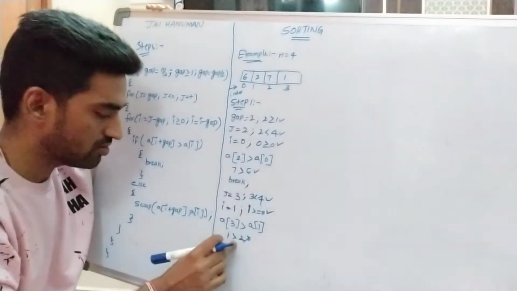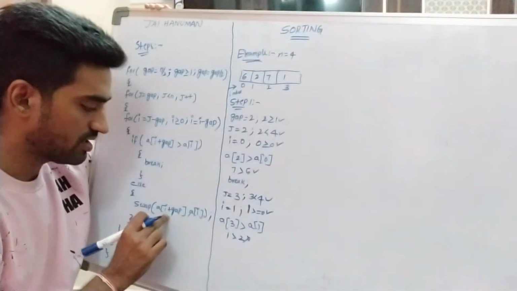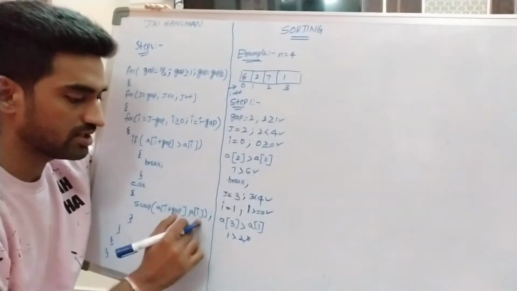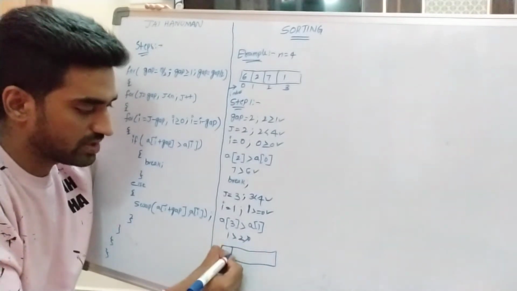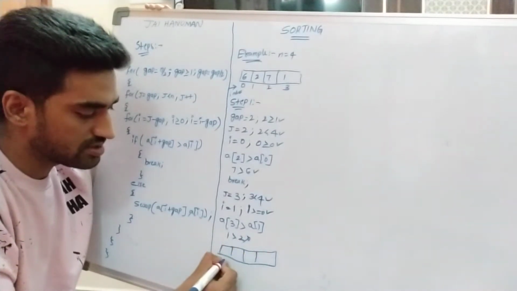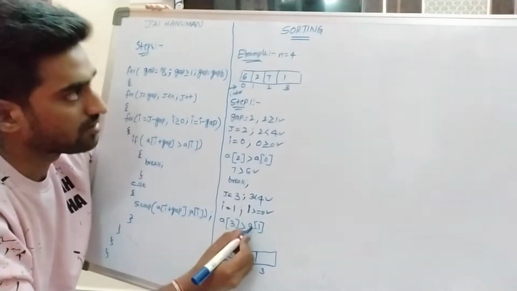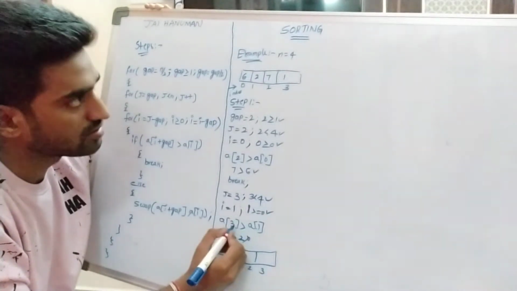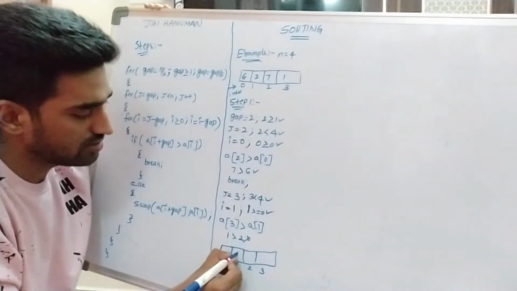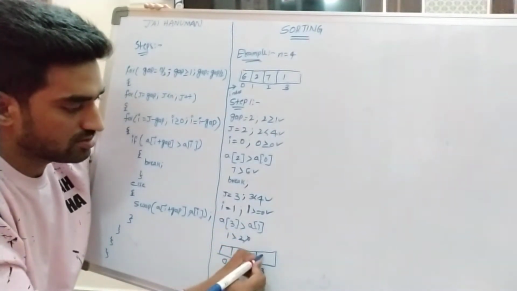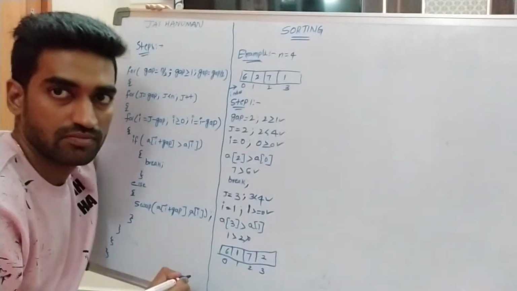So the condition is failure, and that's why we swap these two elements, e of i plus gap and e of i. Now the array becomes like this. We swap the elements at positions 0, 1, 2, 3. We swap 3 and 1, so 1 is stored at the first position. This is 2. The remaining elements are the same.